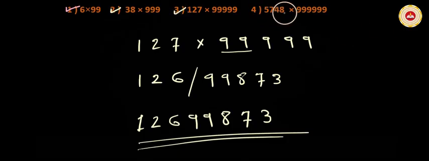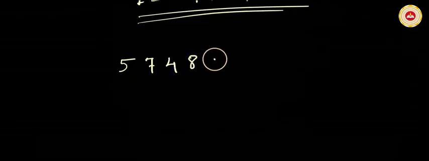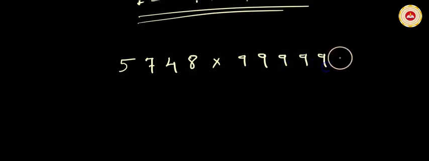5, 7, 4, 8 and 9s. How many times? 1, 2, 3, 4, 5, 6. 5, 7, 4, 8 multiplied by 6 9s.